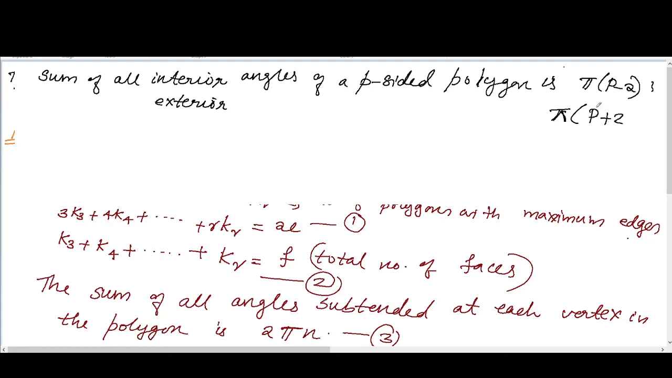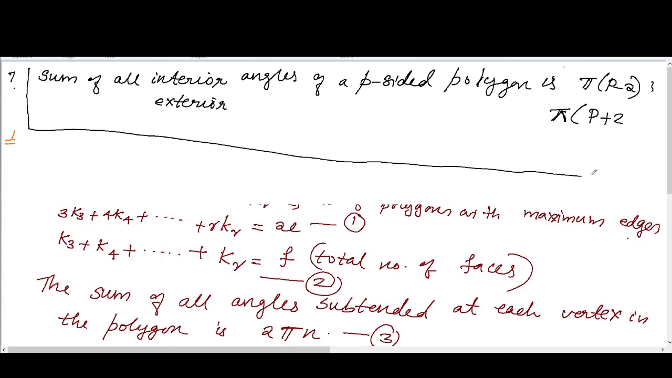So we want these two formulas. So you note this result. The sum of all interior angles of a p-sided polygon is pi into p minus 2, and the sum of all exterior angles of a p-sided polygon is pi into p plus 2. Okay.